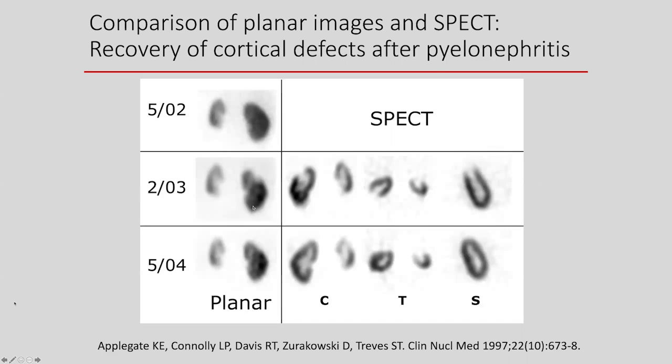Here you can see a comparison between planar images on the left side in a patient that was suspected of having a pyelonephritis of the right kidney. And this was seen later on the next year, clearly on planar imaging. This is a right kidney, and SPECT shows a very clear discontinuity of function that is much easier to accept than this, although this is very clear as well. And you can see it in all projections.